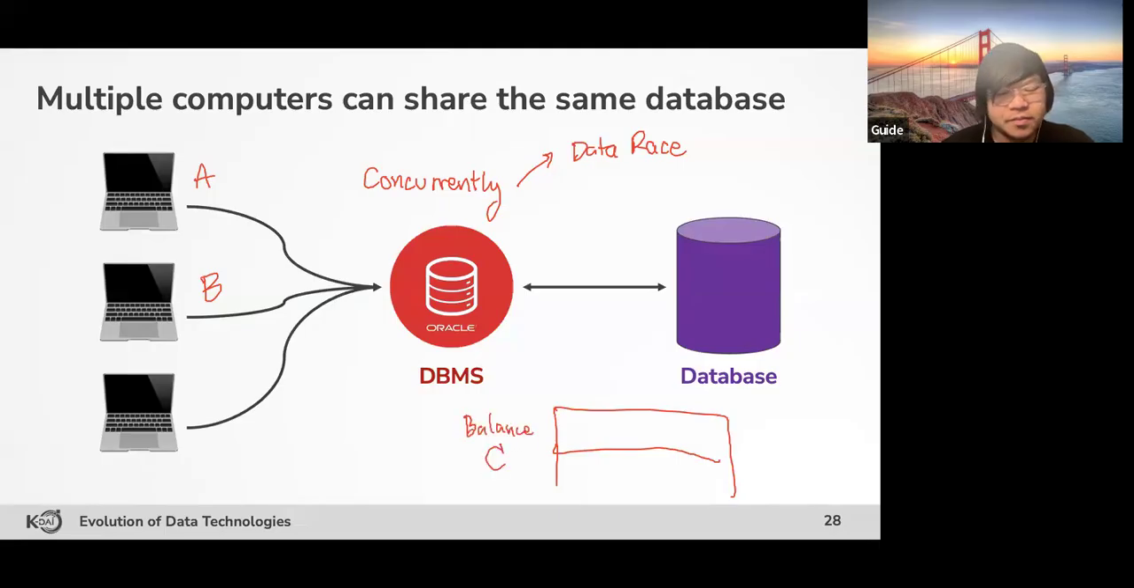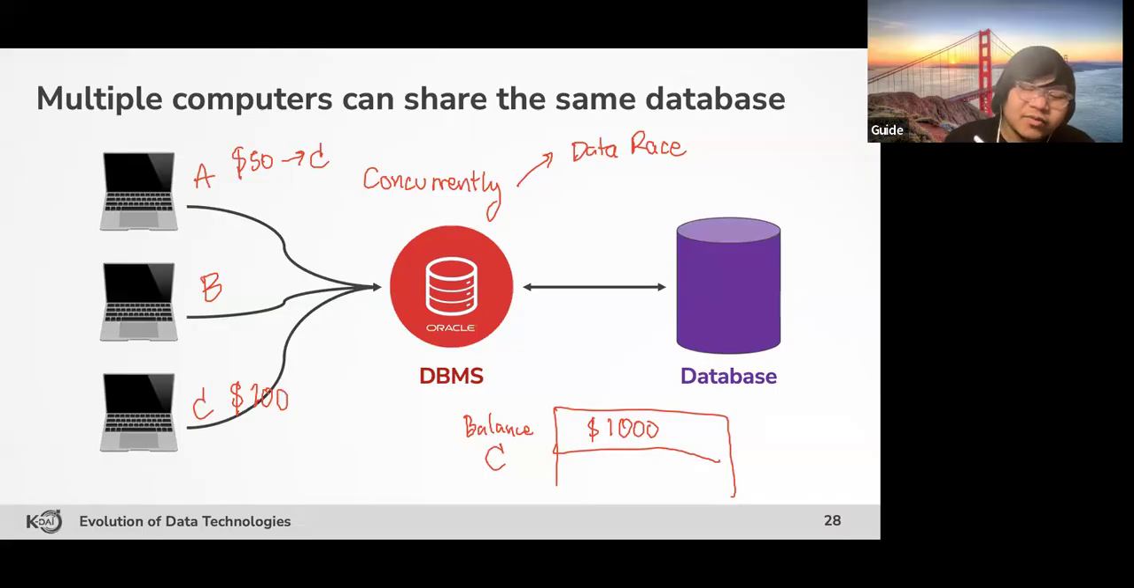of C, which is this guy, right? At first, it contained maybe $1,000. So, A would like to deposit $50 to C. C would like to withdraw maybe $100 from the balance, from the account.